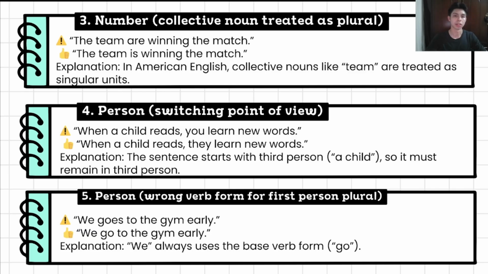The fourth error is about person. We sometimes switch point of view without noticing. So for example, "when a child reads, you learn new words," but the sentence started with a child, so it must continue in third person.